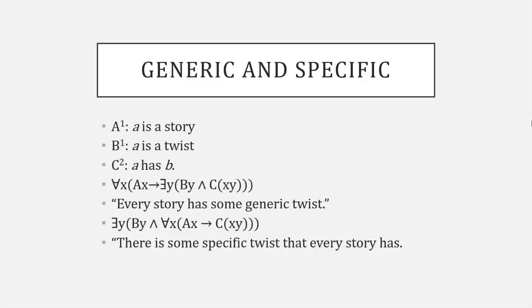And the second sentence says, there's some specific twist that every single story has. It was always the butler that did it. In every single story in the universe, it was always the butler that did the murder, okay? Neither of those are sensible sentences, but you get the difference between the scope of the universal and the existential, and how these are saying different things, about generic twists in the first one, and specific twists in the second one.